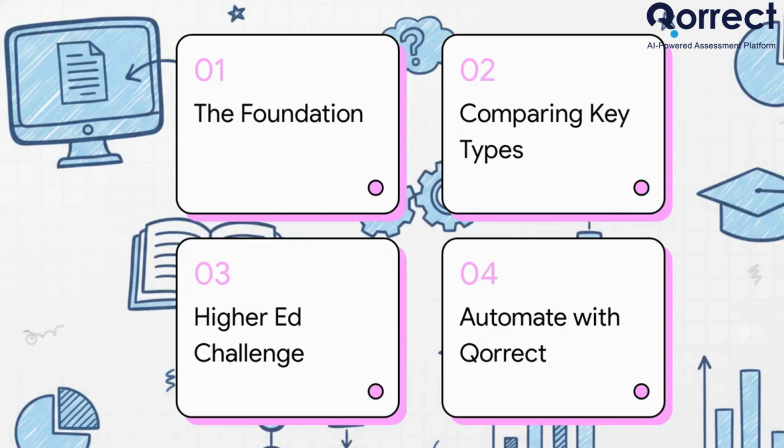All right, here's our roadmap for today. We'll start with Step 1, the foundation. Then Step 2, comparing key types of assessments. Step 3 dives into the higher ed challenge. And finally, Step 4, automating with Qorrect. Let's get right into it.